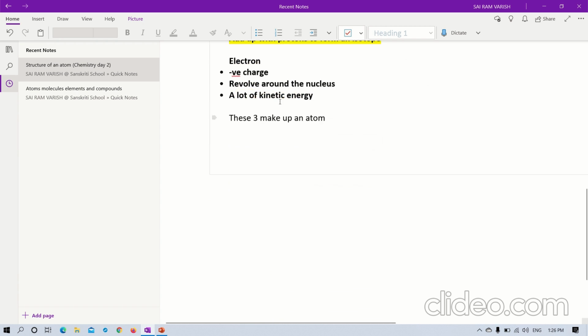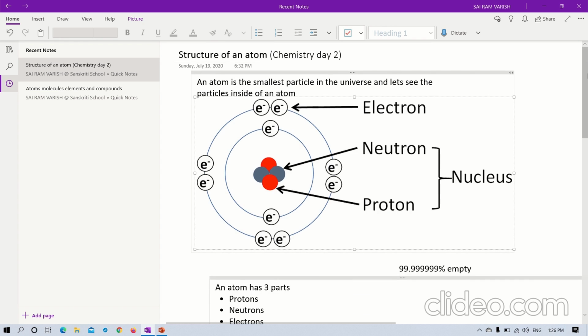Now, electrons have a negative charge. So electrons have a negative charge, and then they revolve around the nucleus and they have a lot of kinetic energy. Now, what does this mean? So you have seen the nucleus, which has the neutrons and protons. Now, if the electrons revolve around the nucleus, so when they have a movement around the nucleus, it means that they have a lot of kinetic energy and they're negative charge particles.